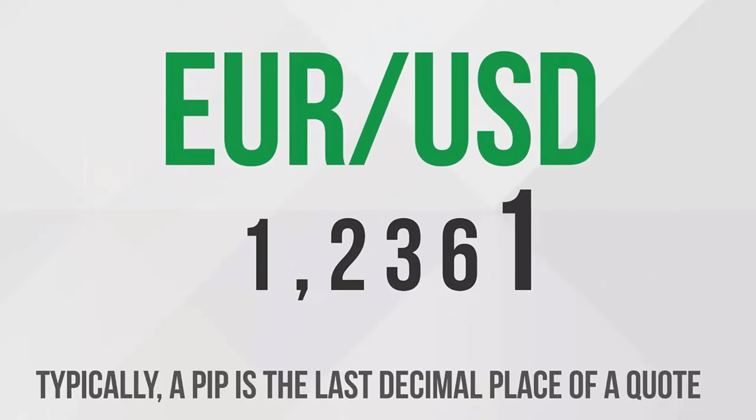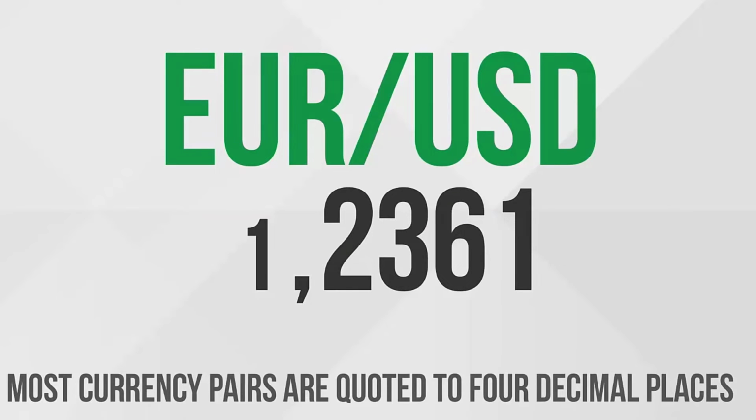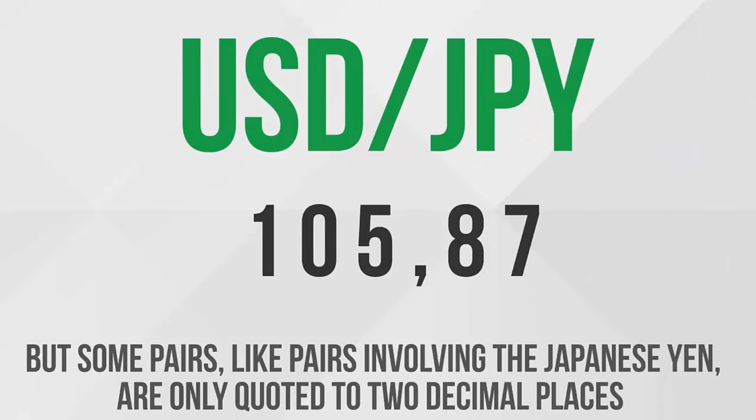Typically, a pip is the last decimal place of a quote. Most currency pairs are quoted to 4 decimal places, but some pairs, like pairs involving the Japanese yen, are only quoted to 2 decimal places.